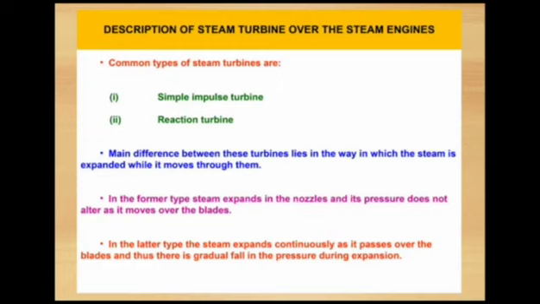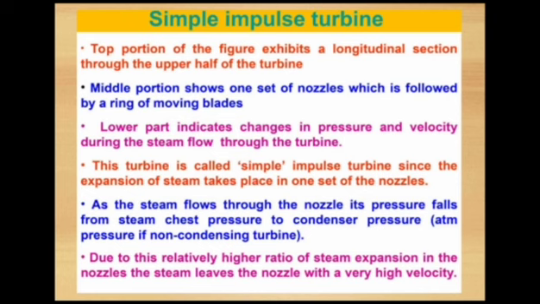Common types of turbines are the simple impulse turbine and reaction turbine. The main difference between these turbines lies in the way in which the steam is expanded while it moves through them. In the former type, steam expands in a nozzle and its pressure does not alter as it moves over a blade. In the latter type, the steam expands continuously as it passes over the blade, thus the gradual fall in pressure during expansion.